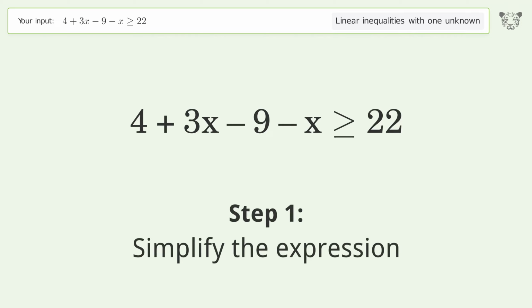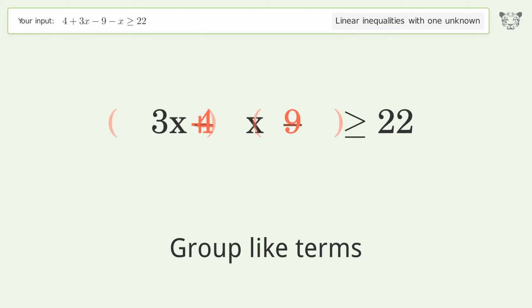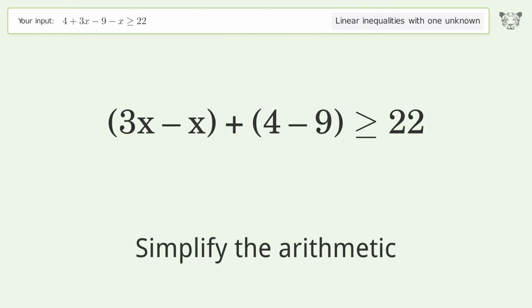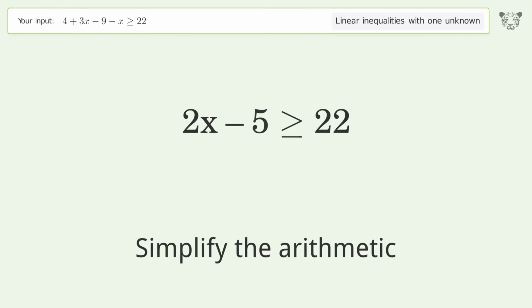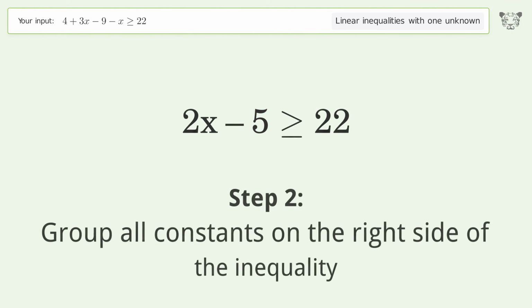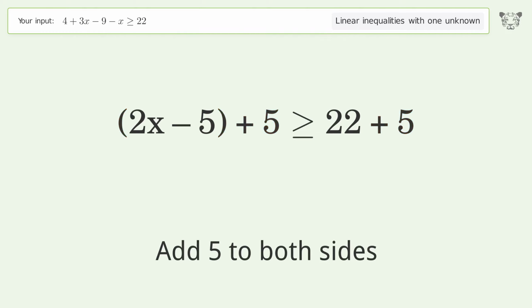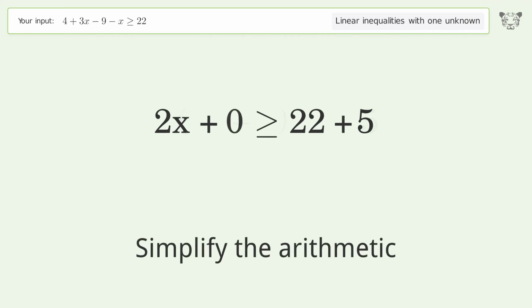Simplify the expression. Group like terms. Simplify the arithmetic. Group all constants on the right side of the inequality. Add 5 to both sides. Simplify the arithmetic.